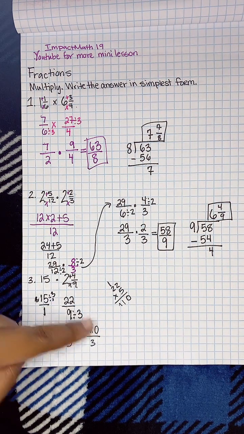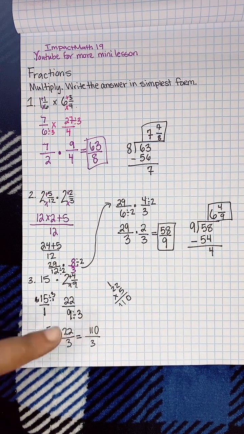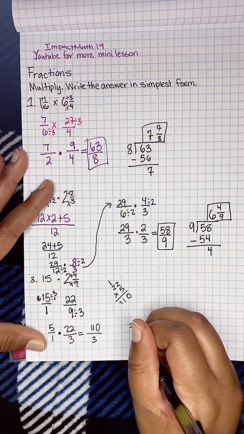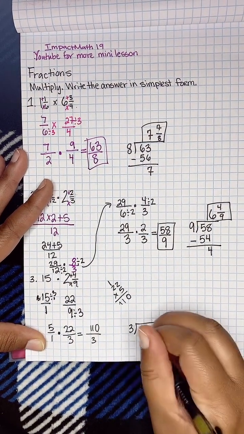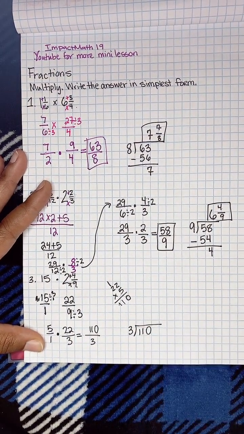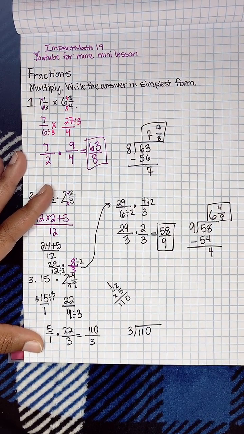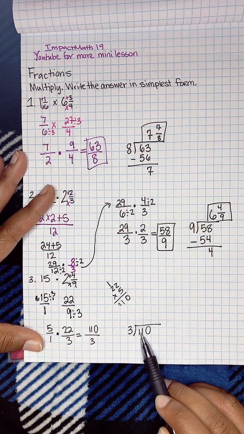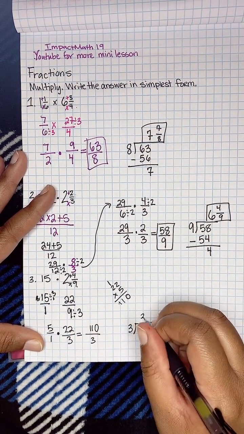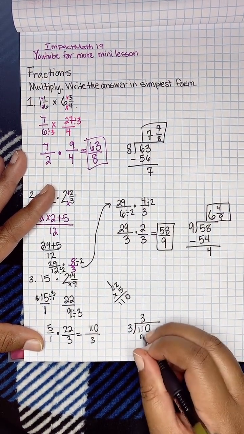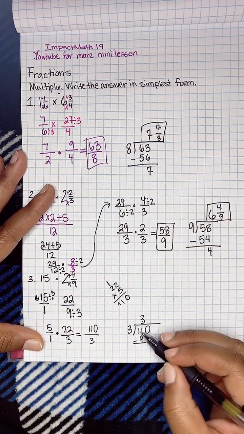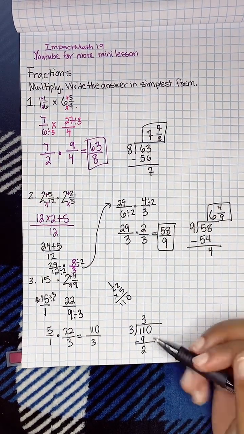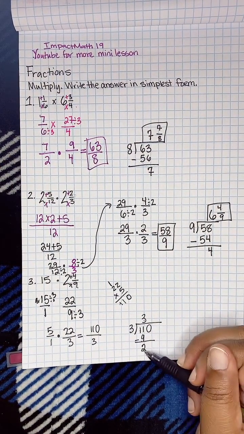So now let's change this improper to a mixed number. Okay. So bottom out, numerator inside. So 3 goes into 11 3 times. So 3 times 3 is 9. And then we're going to minus. So 11 minus 9 is 2.